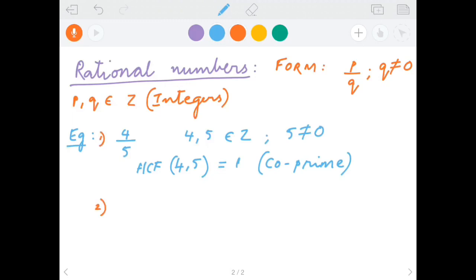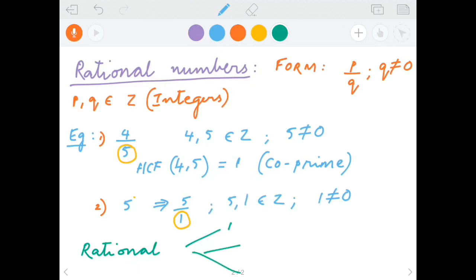Let's take another example. Another example is that of 5, which can just be represented as 5 by 1. Let's go back to the definition. We notice that both 5 and 1 belong to integers. We also know that 1 is not equal to 0. The other thing that we also notice is 5 by 1 is already in its simplified form, right? And as I circle 5 and 1, I'm just trying to tell you that these are numbers that are going to determine whether they're rational numbers or irrational numbers.